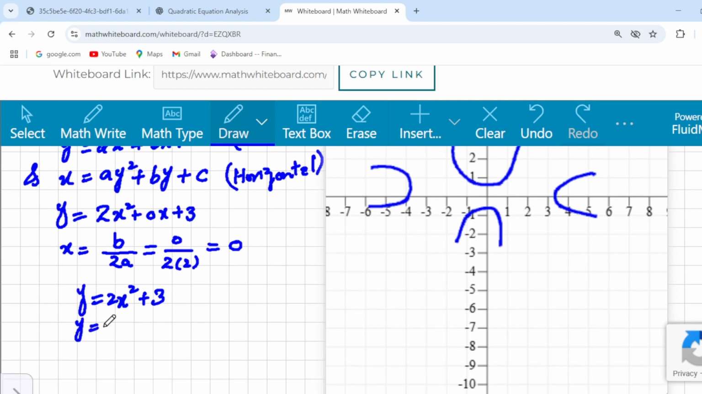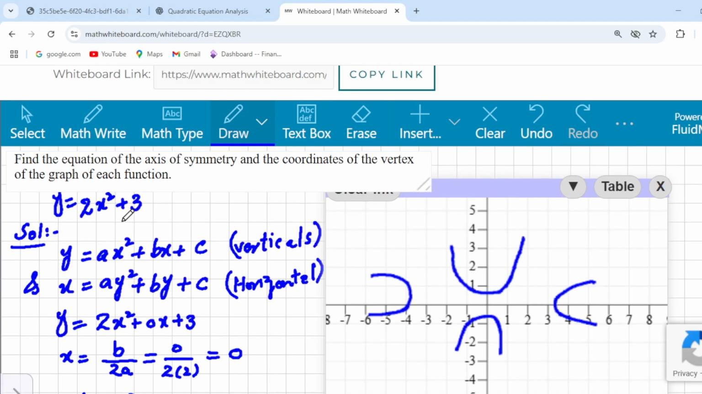So y is equal to 2 into 0 square plus 3. 0 square is 0, multiplied by 2 is 0, so y is equal to 3. So we can say that the vertex of the parabola has x coordinate 0 and y coordinate 3. So this is the vertex of the parabola. We already found that the axis of symmetry is x equal to 0, and now the coordinate of the vertex.